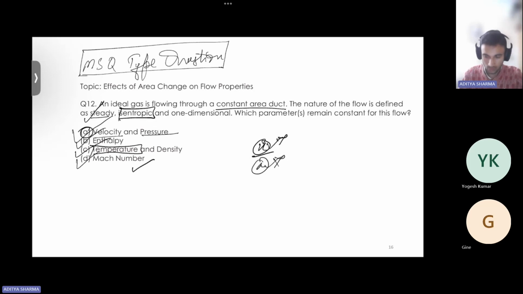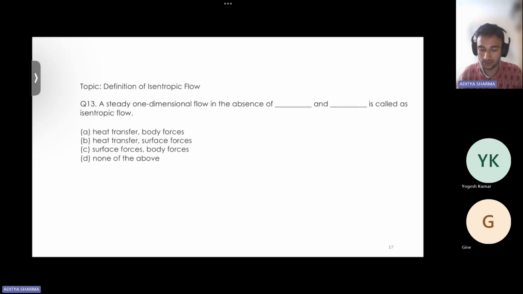All right. Okay, we are out of time now. So I have a last question, so I'll just discuss that. It's a fill in the blank type of question, and then we are done with the session. A steady one-dimensional flow in the absence of dash and dash is called isentropic flow. It's the definition of isentropic flow.